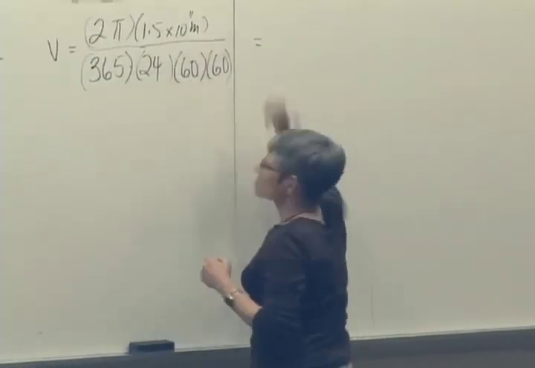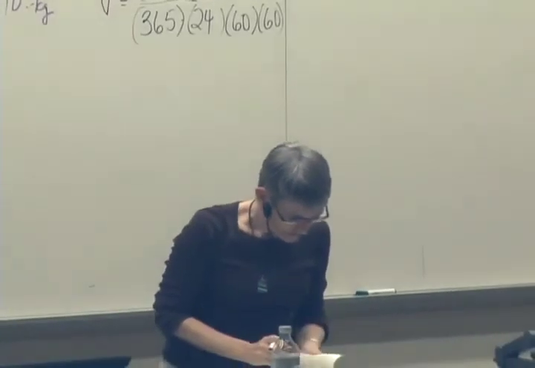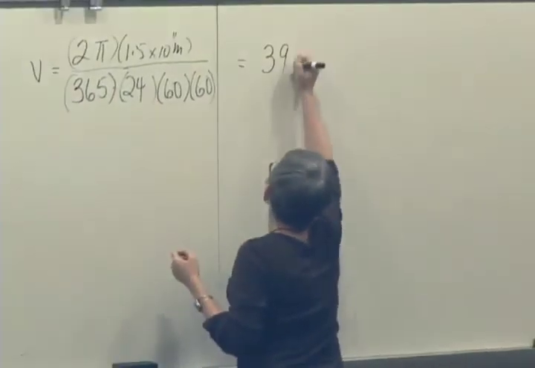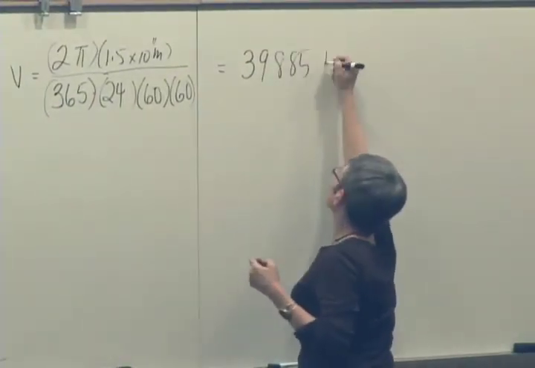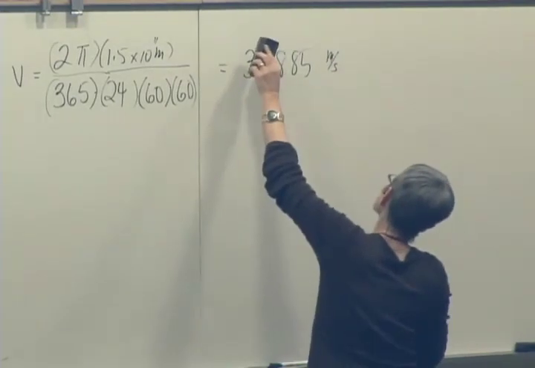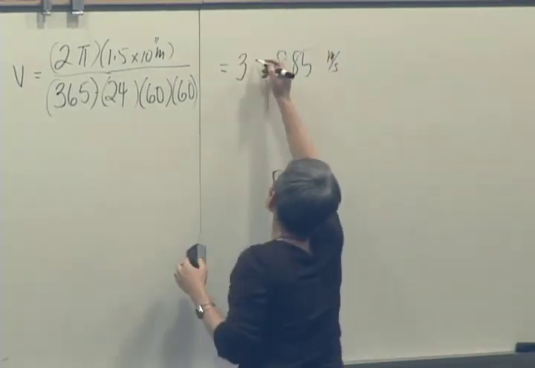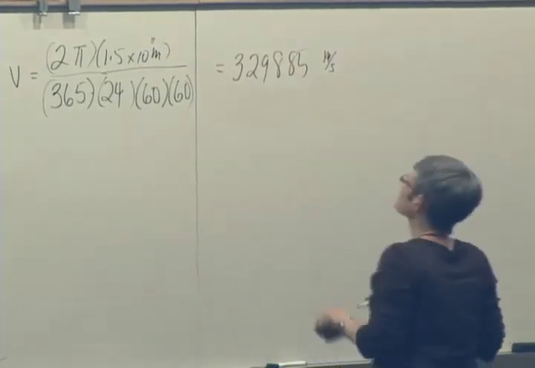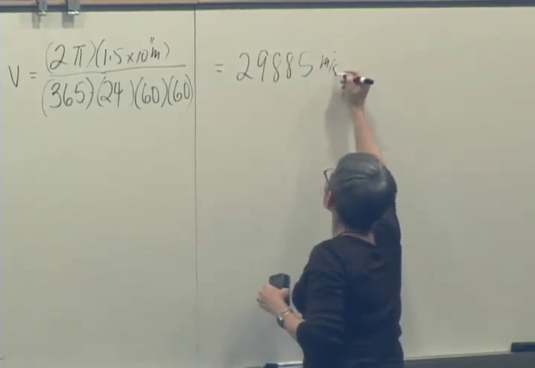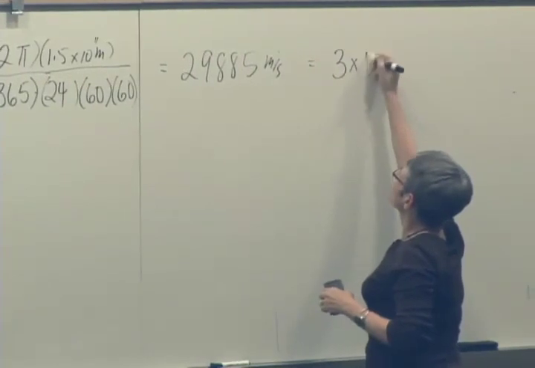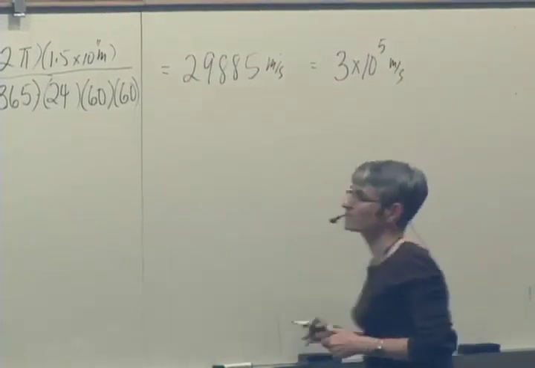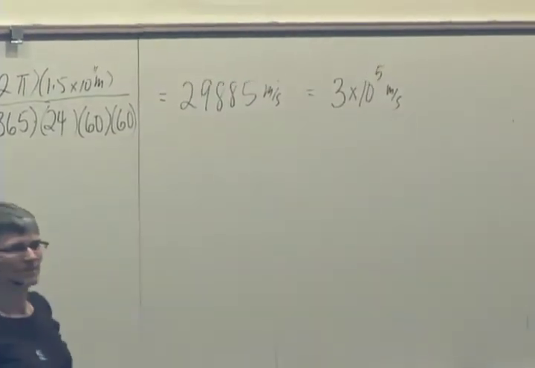Anyway, this comes out to some number, which is probably worked out in the book, so we'll look. 29885 meters per second. That's way too many significant figures. We're going to call that 3 times 10 to the 4th meters per second.